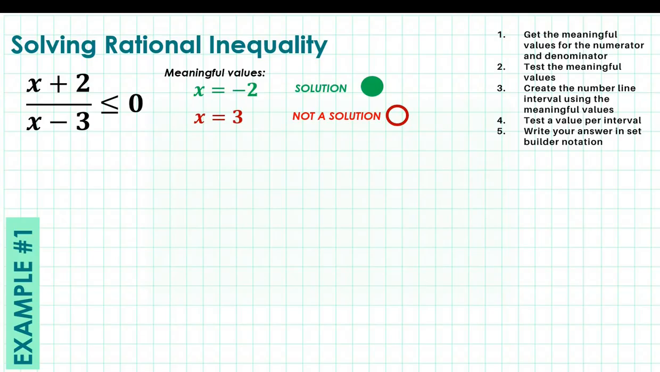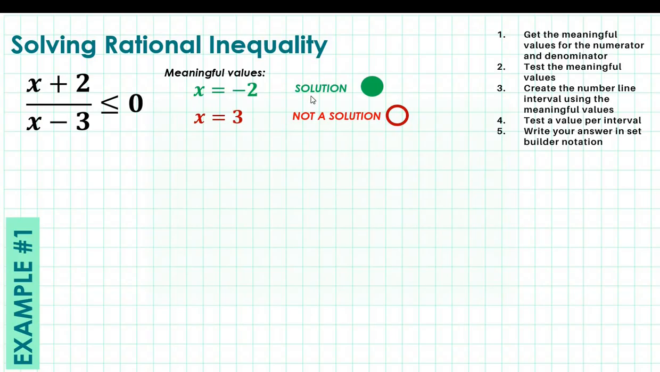the meaningful values. Unlike in a rational equation wherein there are specific values of x that will serve as solutions, in a rational inequality, we do not really have specific values. Rather, we have a set of values or intervals. So how are we going to use the meaningful values to create intervals? That is for step 3.